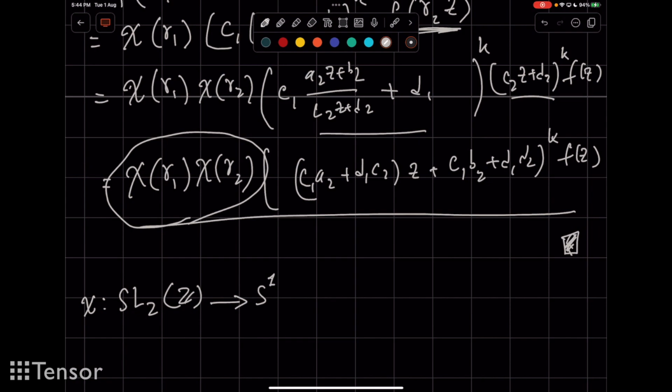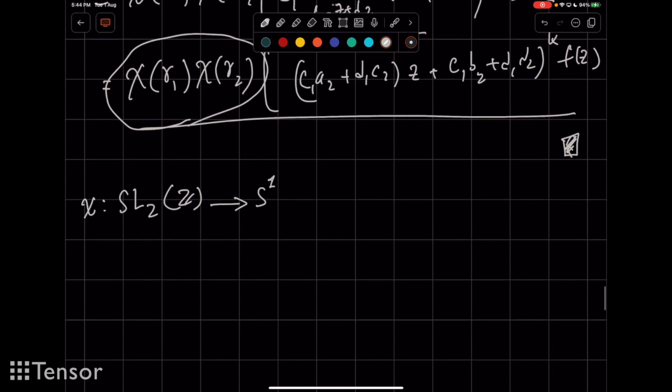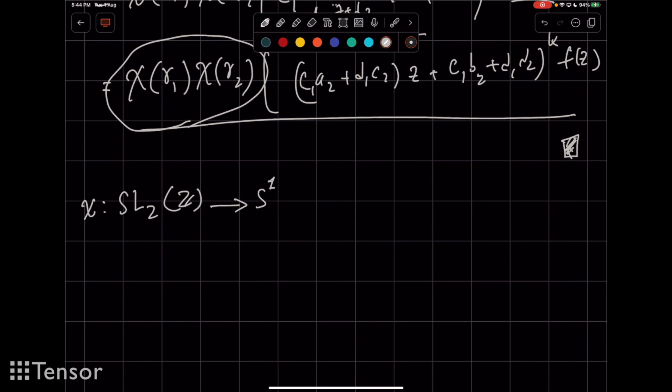Can you guess how many there are? A hint: we've seen this number before. Yeah, so there are exactly 12 homomorphisms from SL2Z to S1. Why is a very good question. So let me just sketch the proof of why there are only 12 homomorphisms from SL2Z to S1.